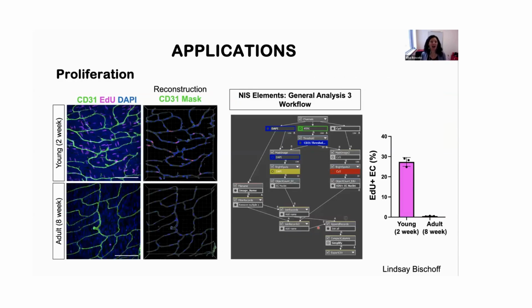And I just want to quickly tell you that with this system, you can do EdU labeling and measure proliferation. You can use Nikon Elements to mask and count only the proliferative cells within the CD31 blood vessels. Lindsay Bishop has done this quantification and shown that, for example, in young animals at 2 weeks, there is high proliferation in the blood vessels, but also in the surrounding tissue. And in adult mice, the muscularis is pretty much not proliferative. You see a couple of nuclei here, but we have much less proliferation.